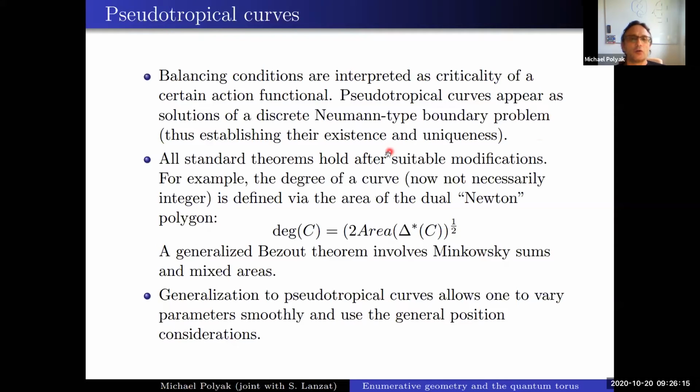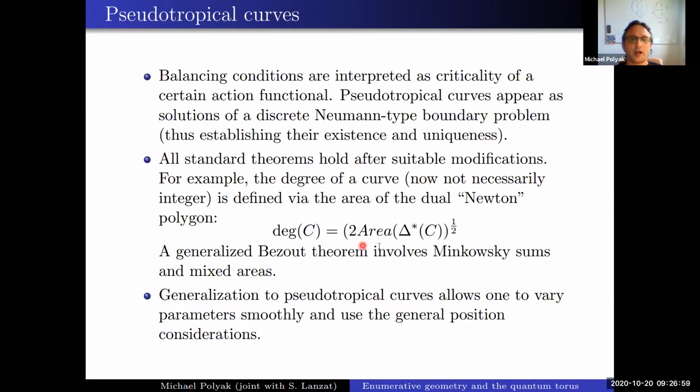But it's just good to know that they do exist, and similar to usual tropical curves, you can state some results about their existence and uniqueness, without any relation to algebraic geometry. Moreover, all the theorems to which you are used from classical algebraic geometry also hold in this setting, of course after suitable modifications. So, for example, it's unclear in the beginning how to define the degree of a curve. And it turns out that now it's not necessarily an integer.